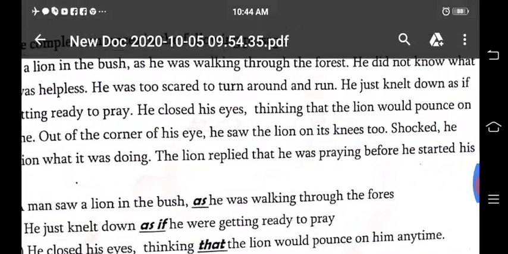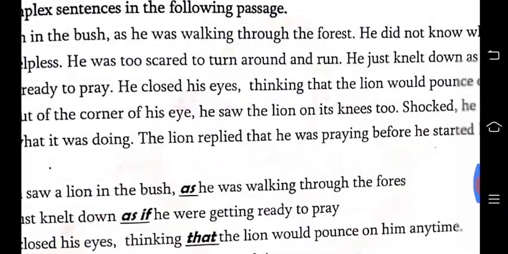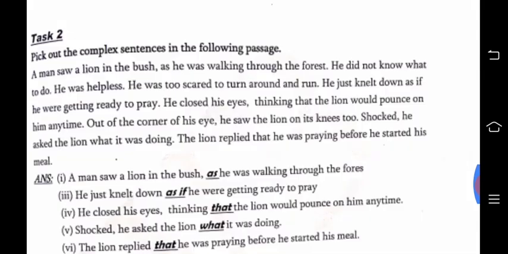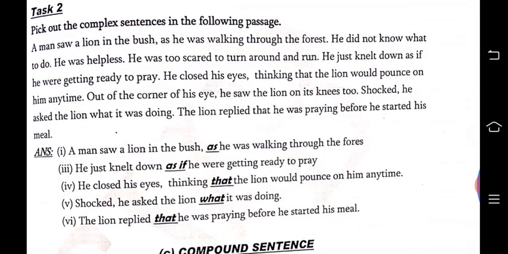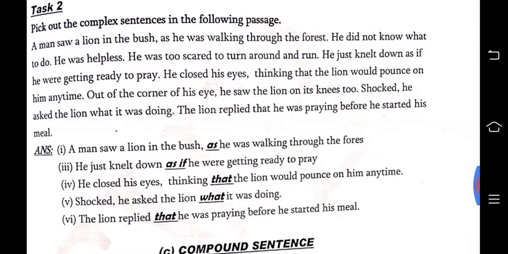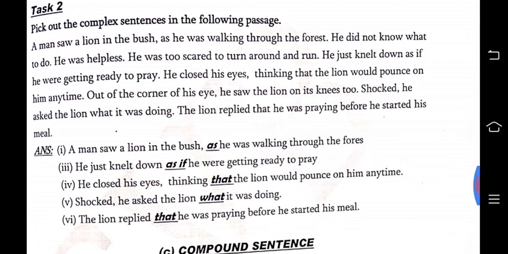Pick out the complex sentences in the following passage. A man saw a lion in the bush as he was walking through the forest. So just note it down, as. Where do we use as? In complex sentences, as is a subordinate conjunction. So a man saw a lion in the bush as he was walking through the forest.